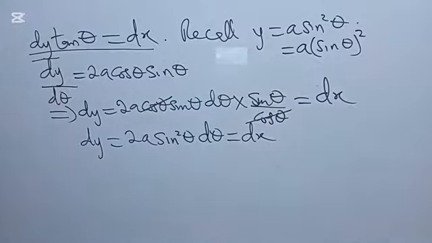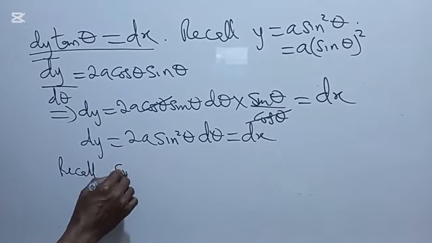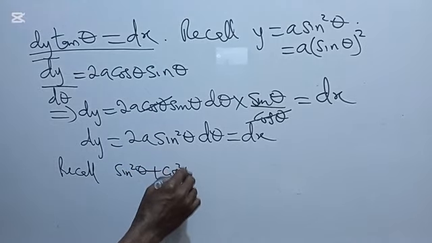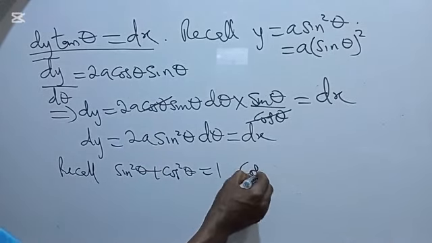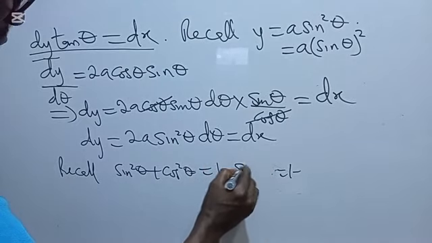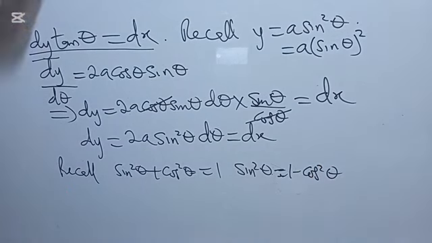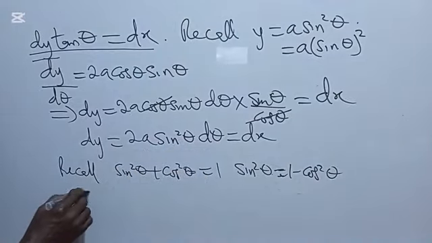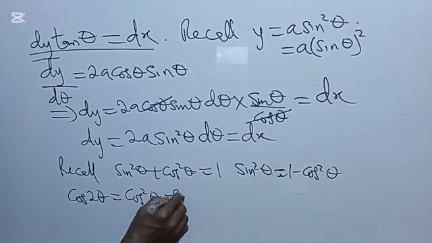Okay, before we can integrate, we have to solve this problem first. Now we need to do some calculations there. Recall, sine square theta plus cos square theta is equal to 1. Sine square theta is equal to 1 minus cos square theta. And don't forget also, cos 2 theta is cos square theta minus sine square theta.